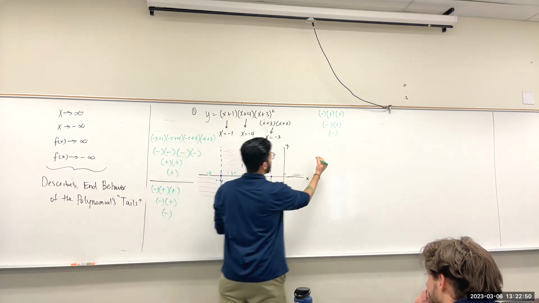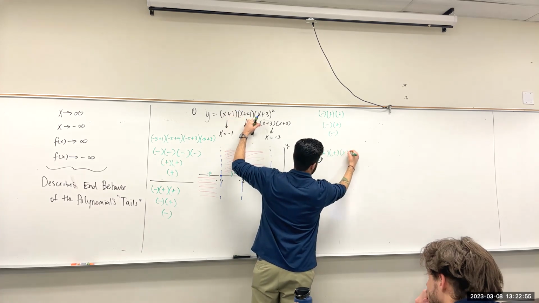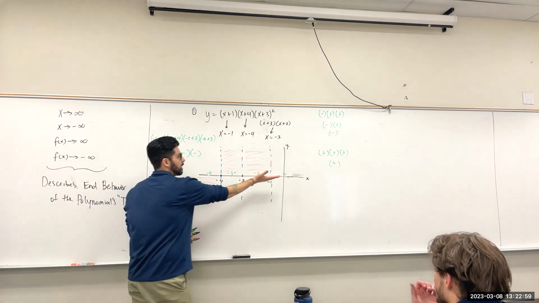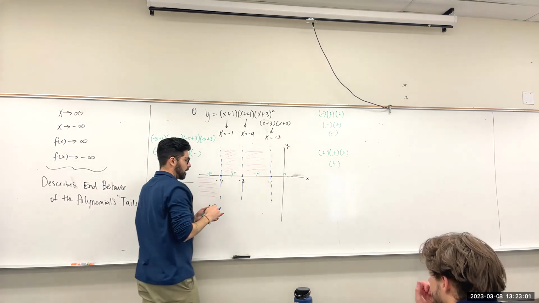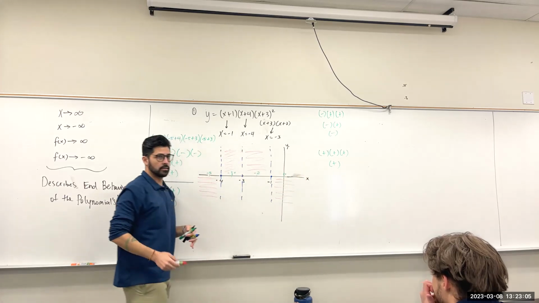So you plug in 0, you're going to get positive, positive, positive, positive, so it's all positive. So the graph is going to have to be above the x-axis, so it should not be below at all. So you cross off that area.